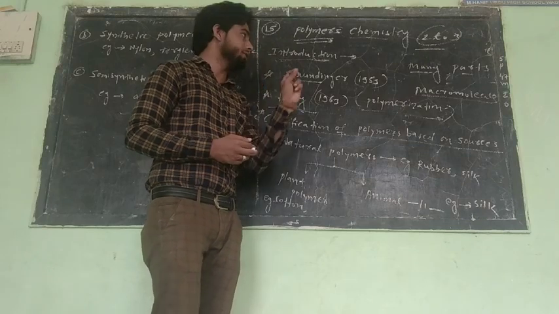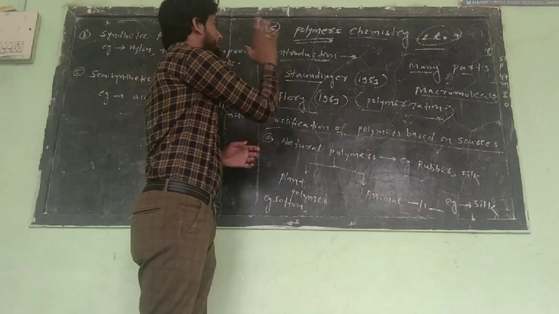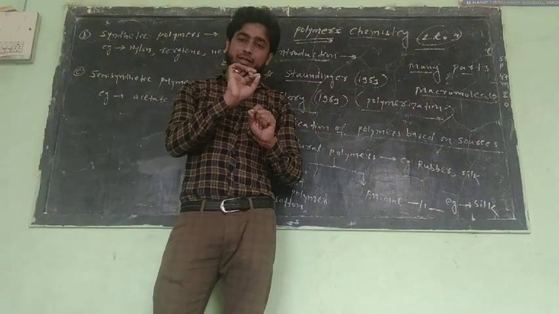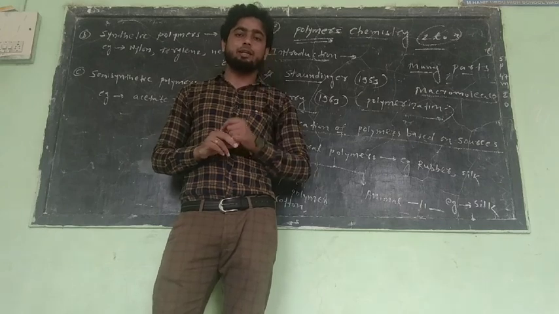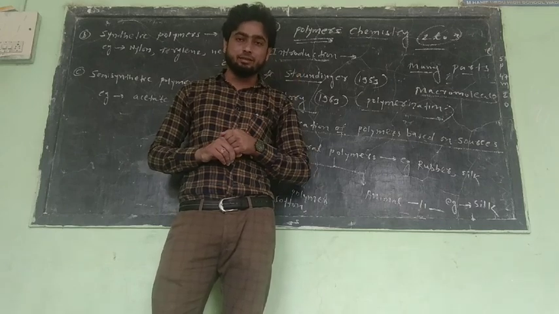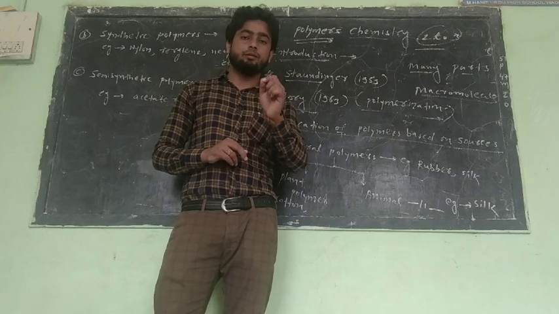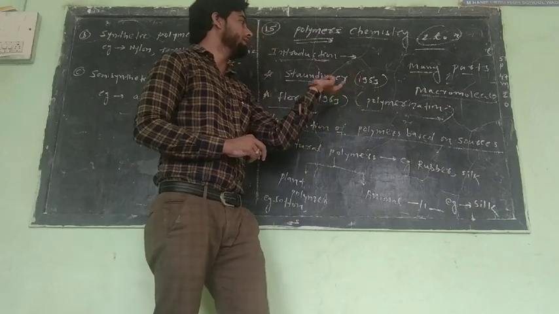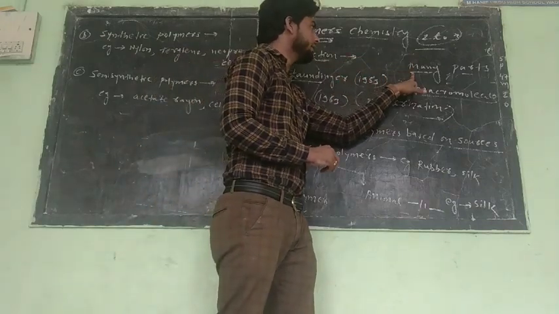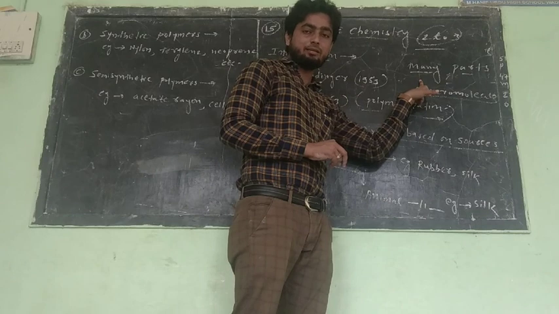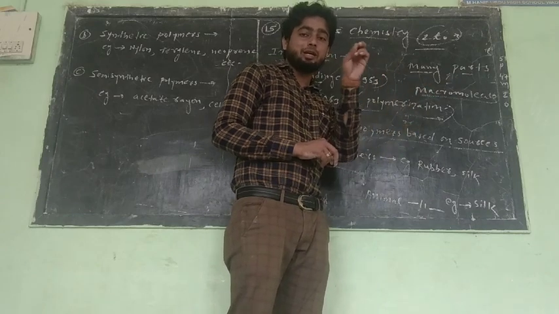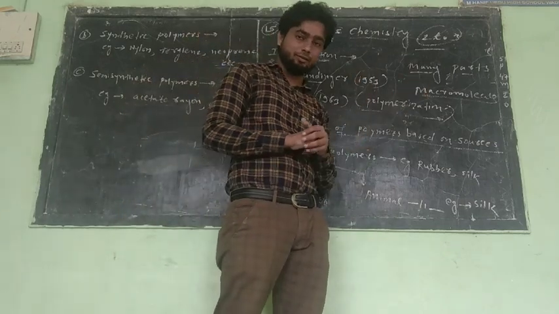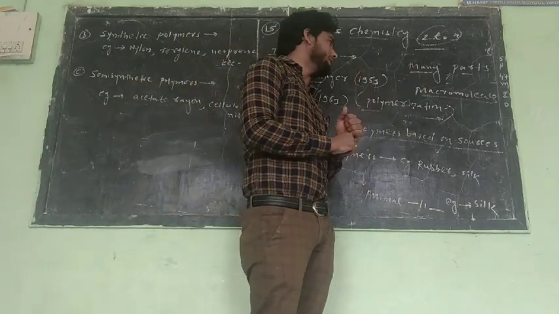In the introduction question, what question is asked? Explain the introduction of polymer. So we take two different topics: one is the definition of polymer, and second is the process of polymerization. So what is a polymer? The word polymer comes from two words: poly means many, mer means parts. It means a polymer is prepared by many parts, and this polymer is also called a macromolecule.